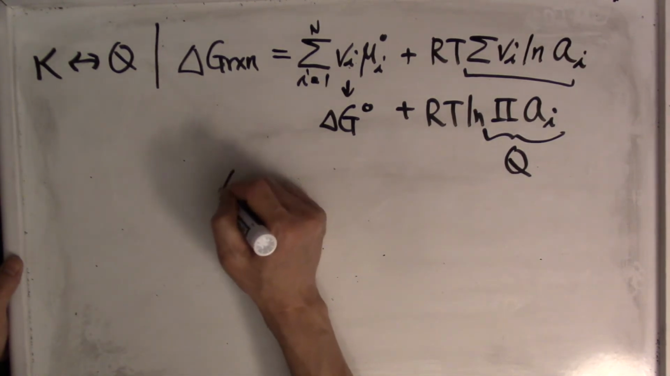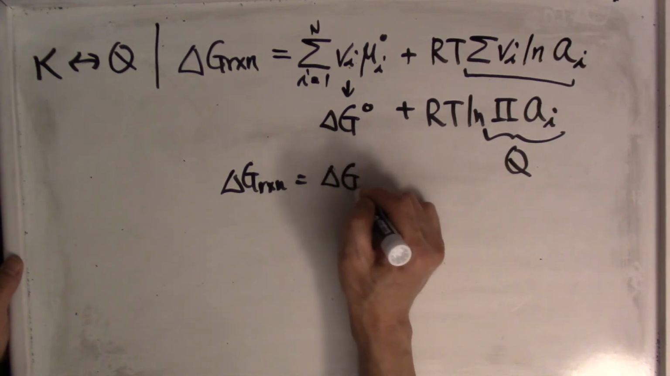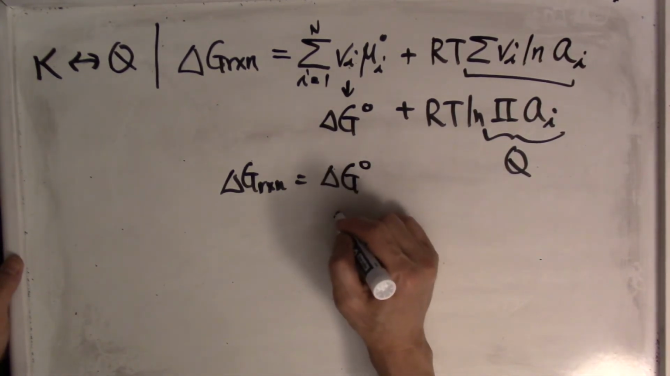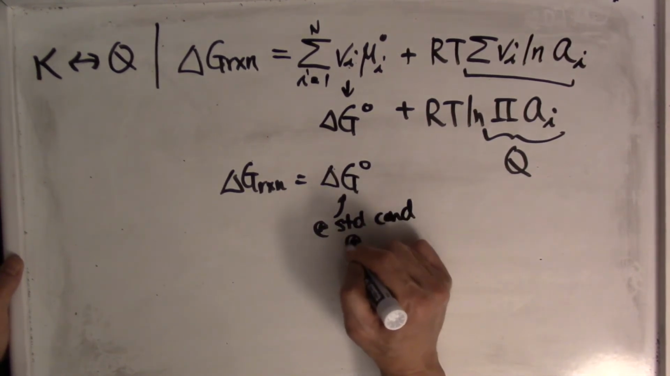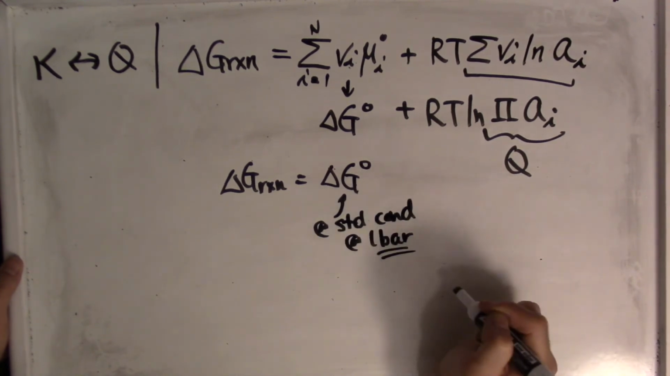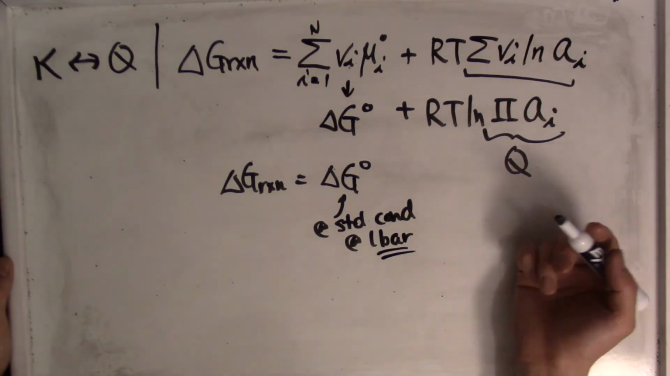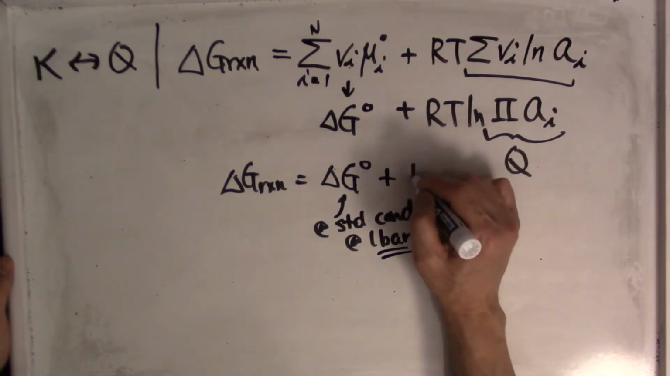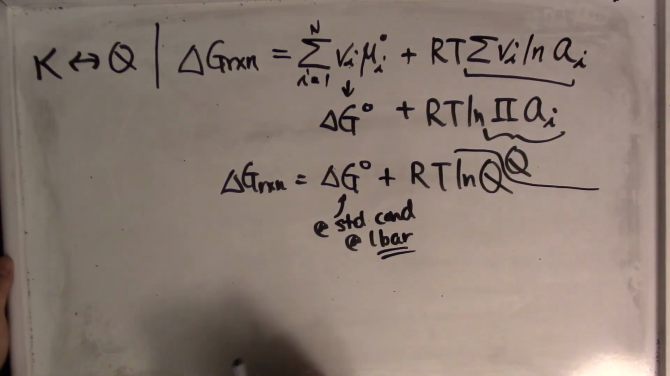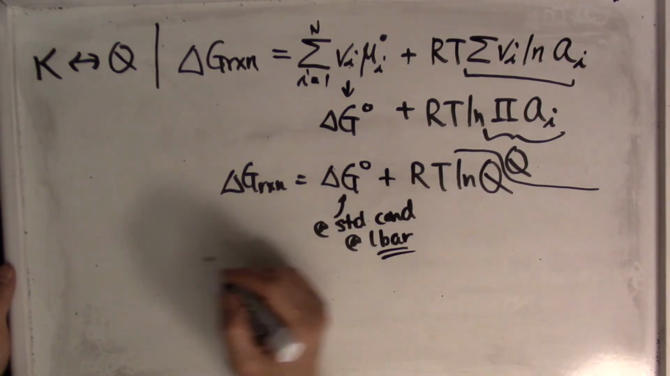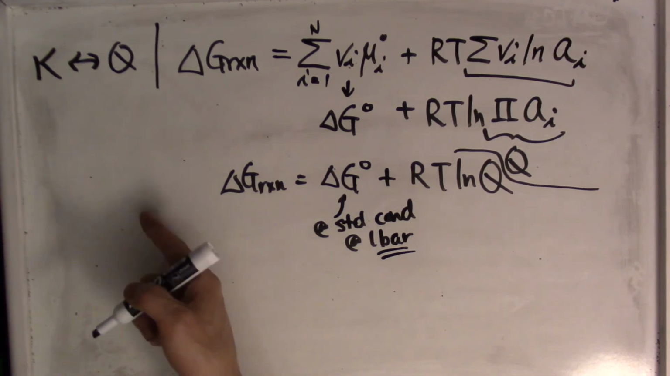So delta G of the reaction is equal to delta G at the standard condition. Remember, standard condition means 1 bar. Of course, the reaction may not be taking place at 1 bar, so the deviation from the standard condition is this RT natural log of Q. So what does it mean?